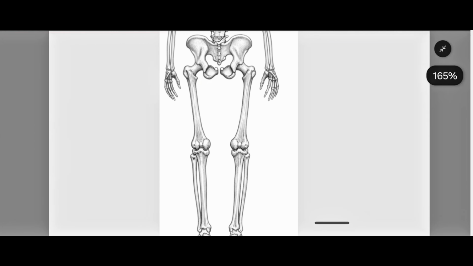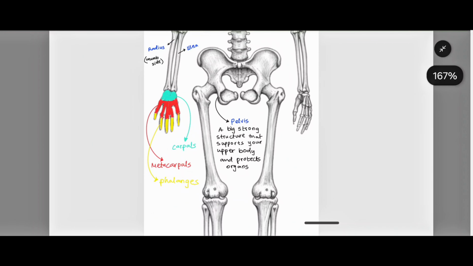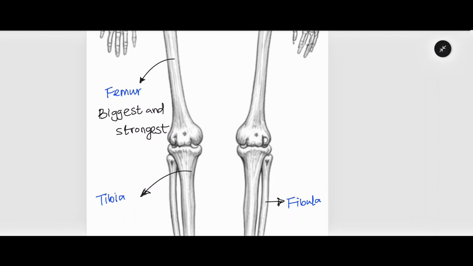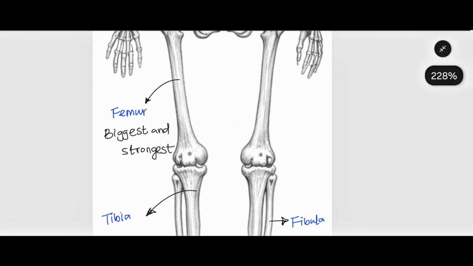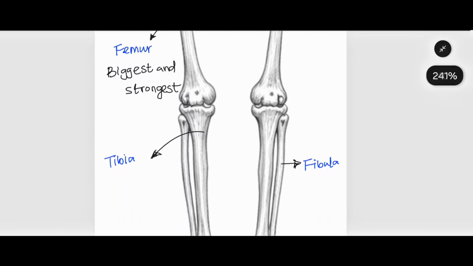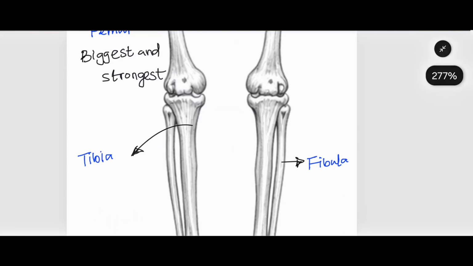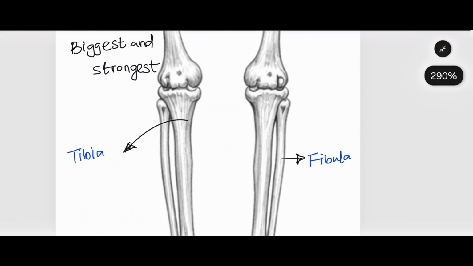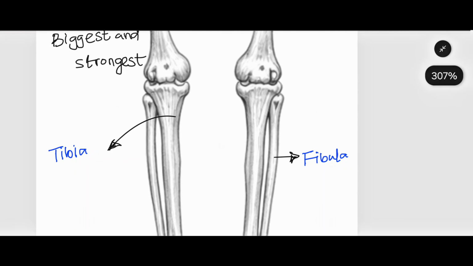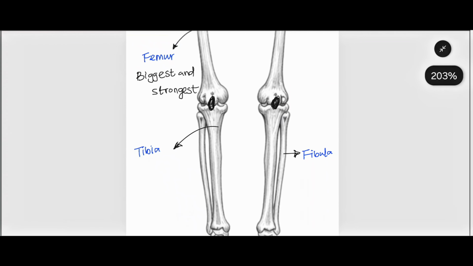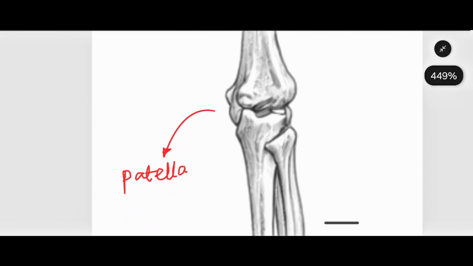Now for the bones in the legs, we have the femur, which is the biggest and the strongest bone, the tibia, which is in the lower leg, and that's your shin bone, and the fibula, which is also in the lower leg and it's thinner than the tibia and it's found on the outside of the lower leg. But we also have a little bone that sits at the front of the knee. Your kneecap bone is actually called the patella.